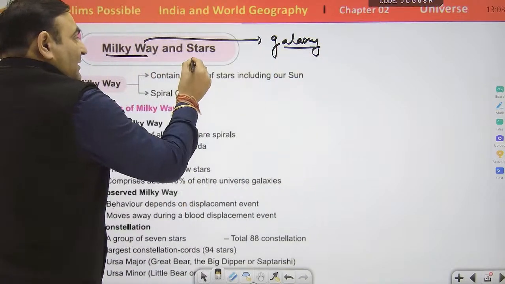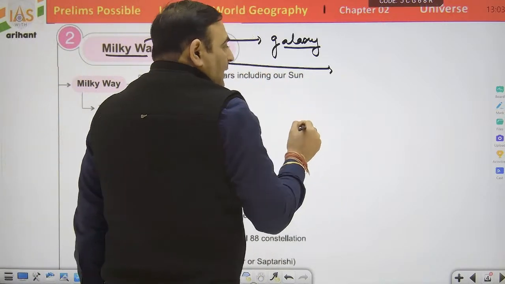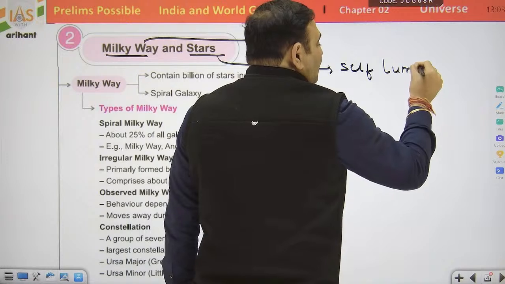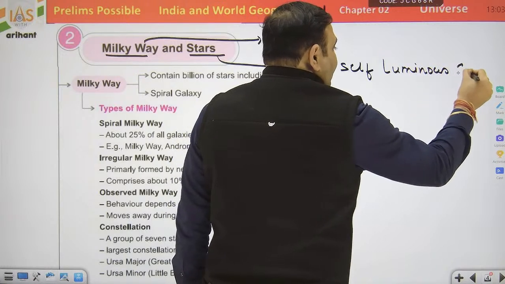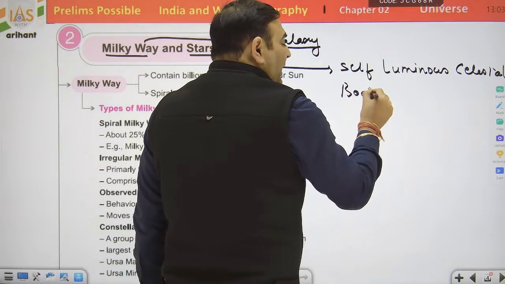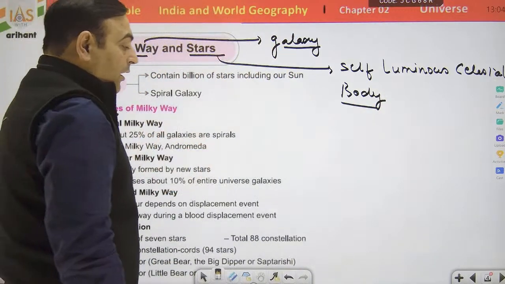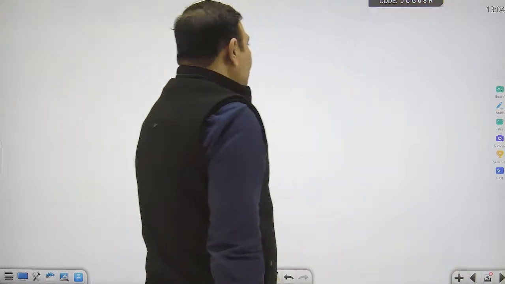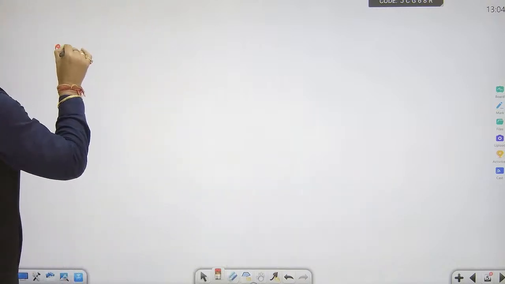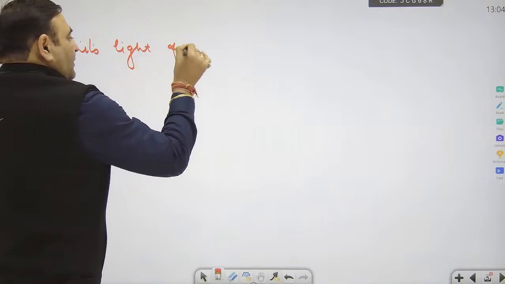Right? And what are the stars? Talking about stars, stars are self-illuminating, self-luminous celestial bodies. What do you mean by self-illuminating or self-luminous? Self-luminous means it emits light of its own.